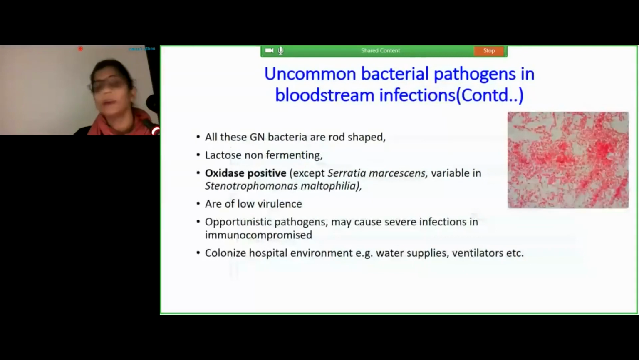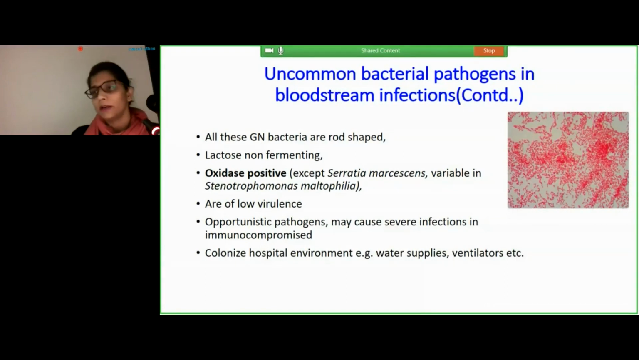All the gram-negative bacteria which I just mentioned are bacilli. They are rods. As you can see in the picture, they are all gram-negative, which means they show a pink color on Gram stain. They are all lactose non-fermenting, and they all give a positive oxidase test, except Serratia, and this test is variable in Stenotrophomonas maltophilia.